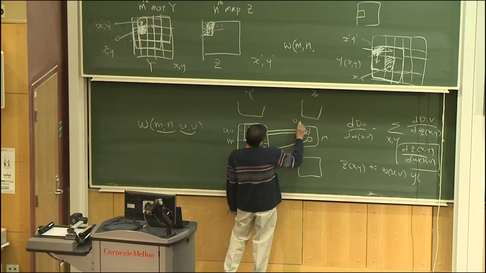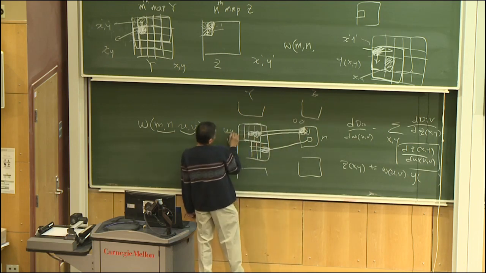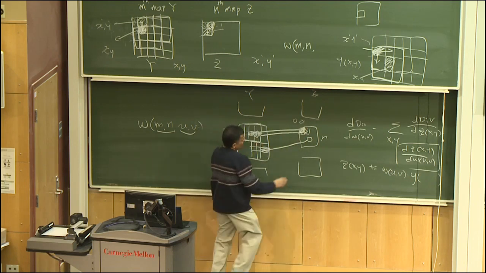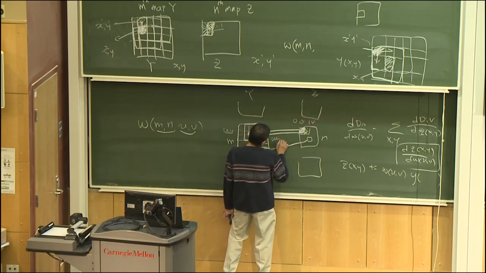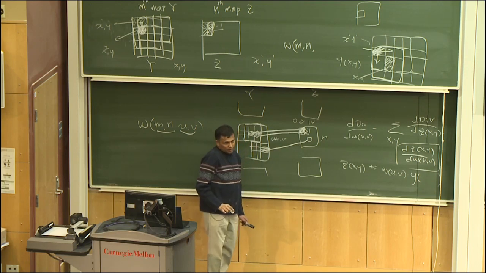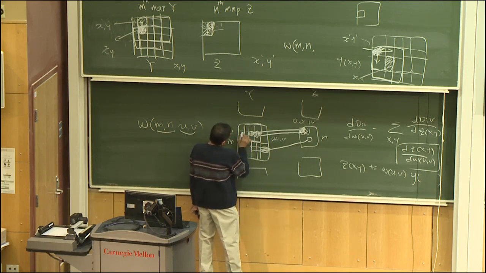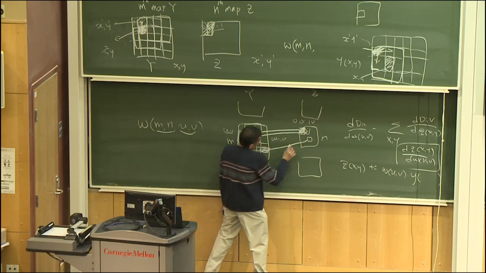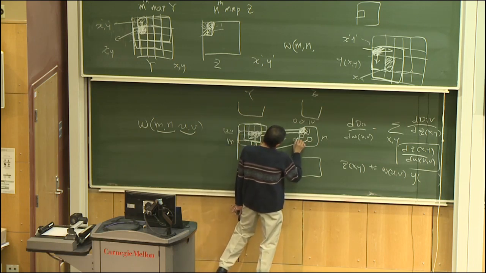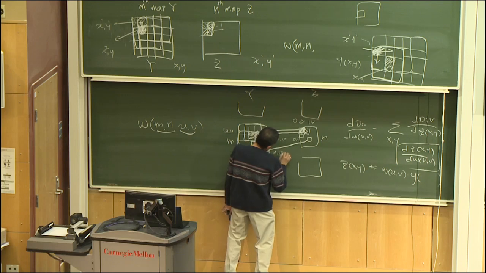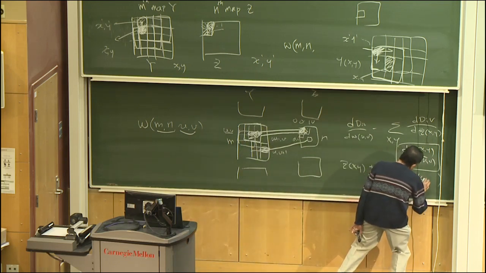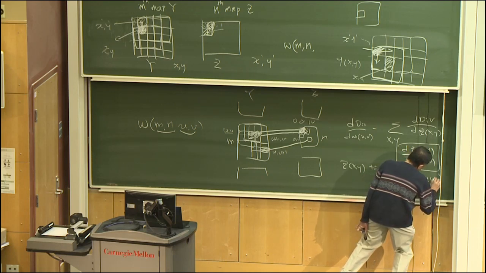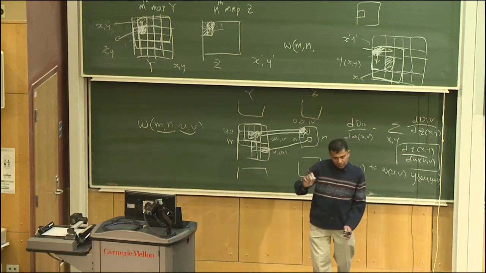So (0,0) is being influenced by (u,v), correct? (1,0) is being influenced by (u plus 1, v). If I place the filter here like so, then you're going to find that (0,1) is being influenced by (u, v plus 1), correct? And so this is going to be x plus u, y plus v. Make sense?